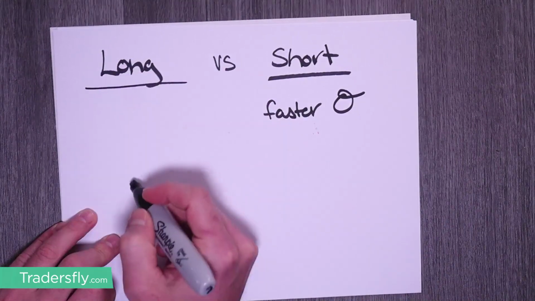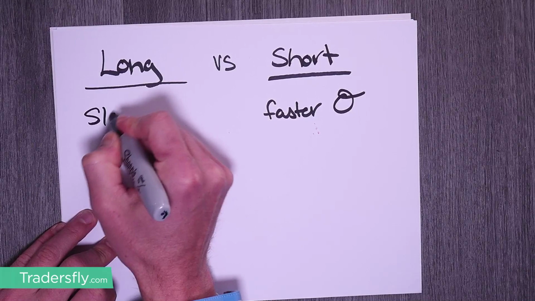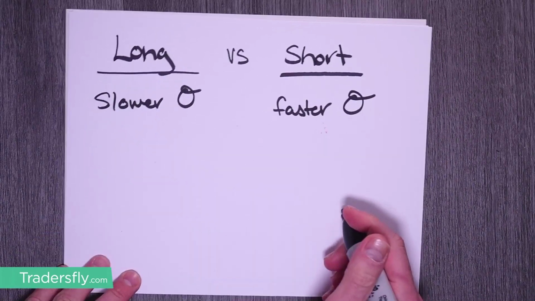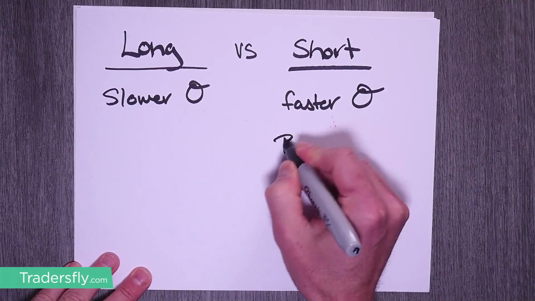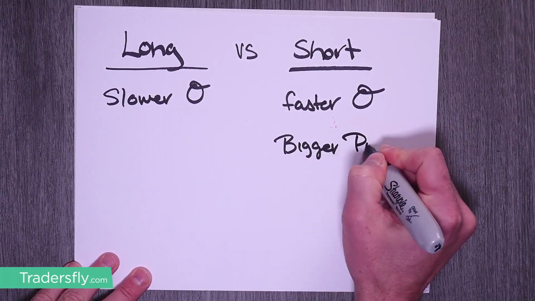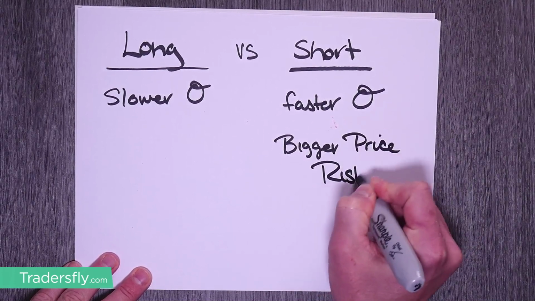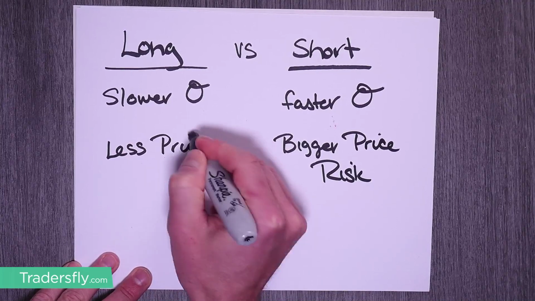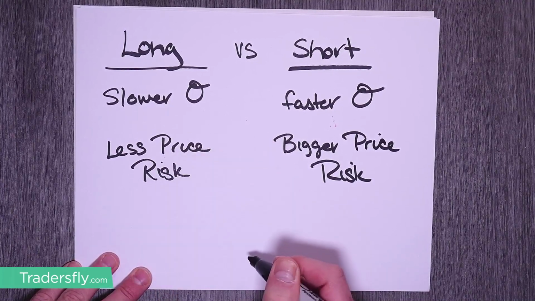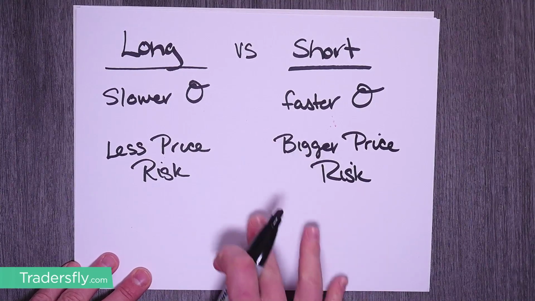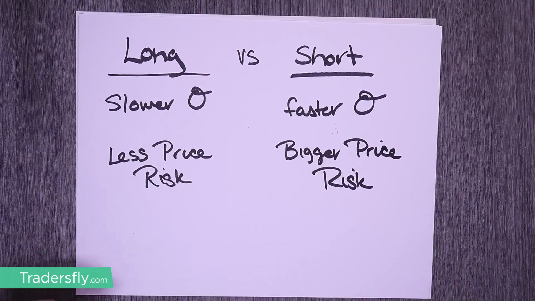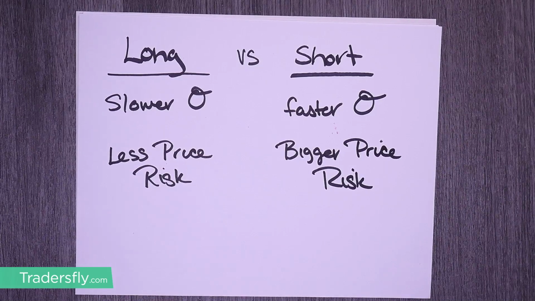With longer-term duration, you have a slower theta, okay? But with shorter-term duration, because of this, you have a bigger price risk. With longer term duration, there's less pricing problem, less price risk in that case. So this is what I want you to really get to. Now, there's of course many other factors beyond just these two things, but that's what I want you to understand.